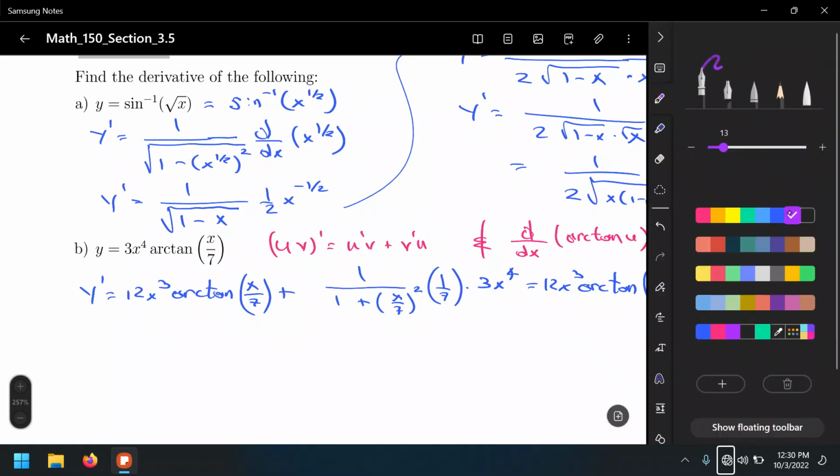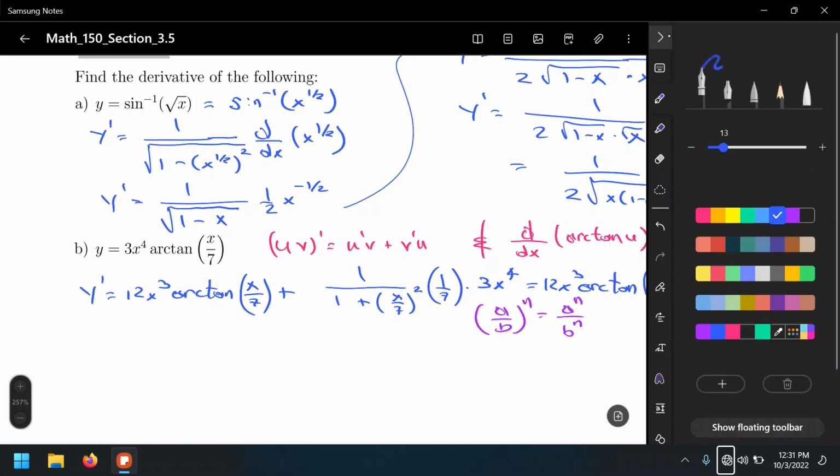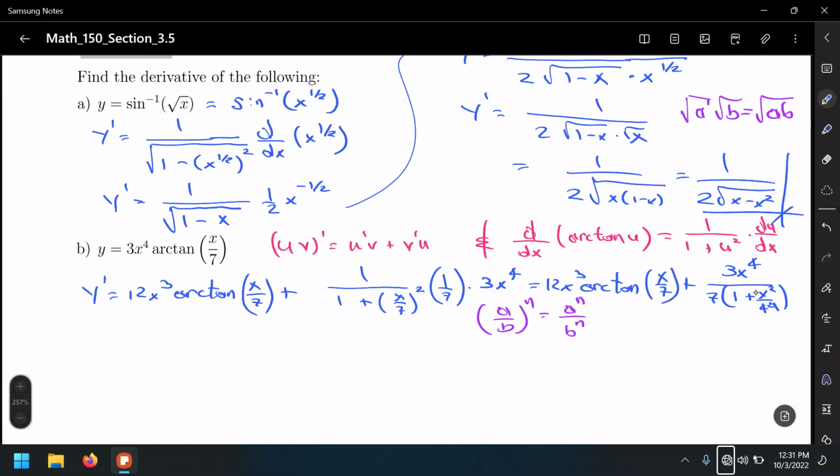Let me recall that law of exponents for you. Whenever you have a over b to the n power, that's a to the n over b to the n. That's the law of exponents that we're applying here. Alright, so we still need to simplify this second term because it contains a complex fraction. That means it contains a fraction inside a big fraction.